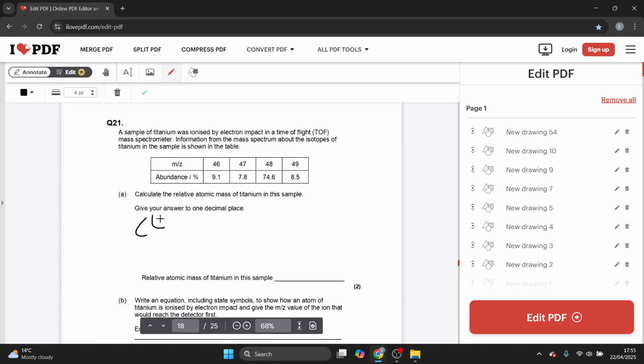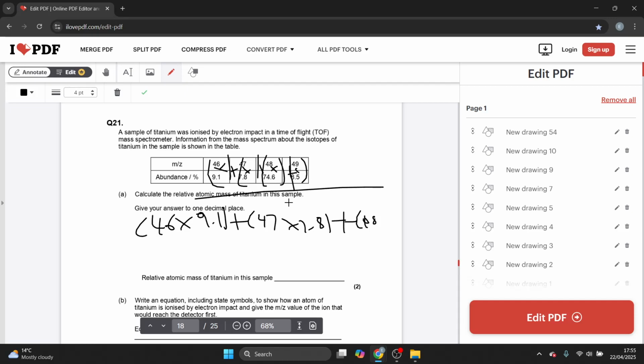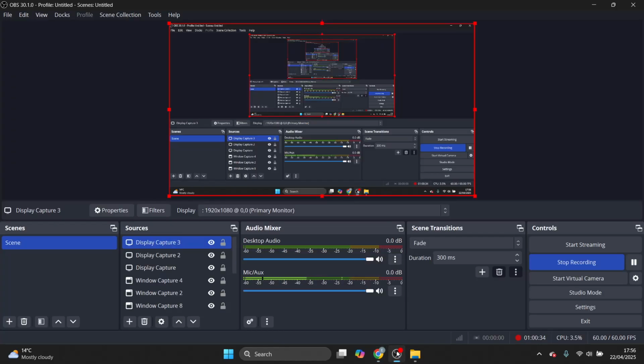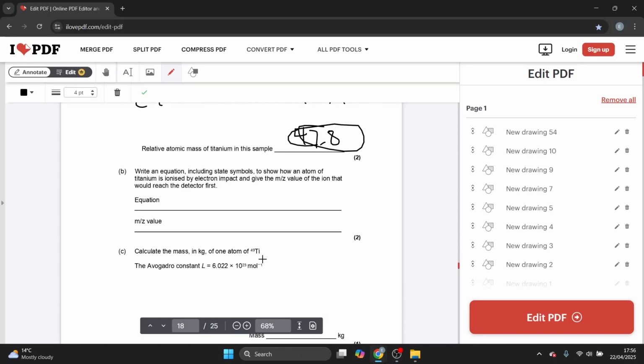Again, easy. 46 times 9.1, 47 times 7.8, 48, you get the point, guys, hopefully. You times these, you add it, times these, add it, times these, add it, times these. Divided by 100, as it is a percentage. 47.8. And I've already gone through incredibly difficult kinds of questions from these in the beginning and middle of this video, so these should be pretty simple. No point in going through these ones.